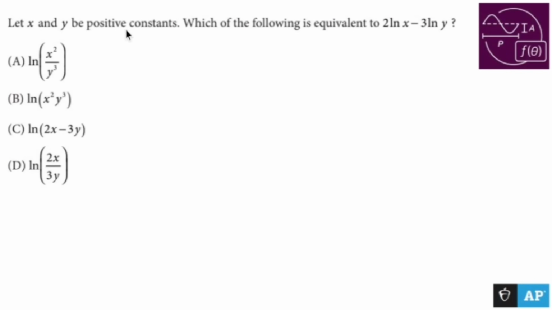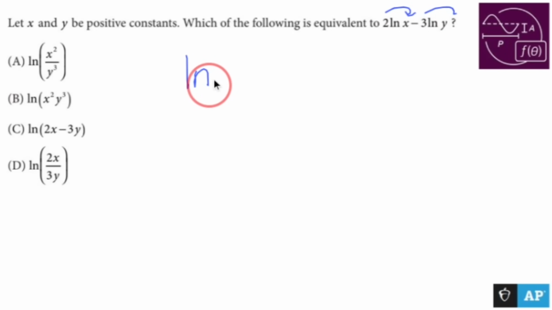Let x and y be positive constants. Which of the following is equivalent to 2 ln of x minus 3 ln of y? Now, x and y have to be positive because you can't take the ln of a negative thing. So, first things first, ln's follow the same rules as logs. Whenever you see a number in front of an ln or a log, you can turn that into the exponent. So that's what I'm going to do.